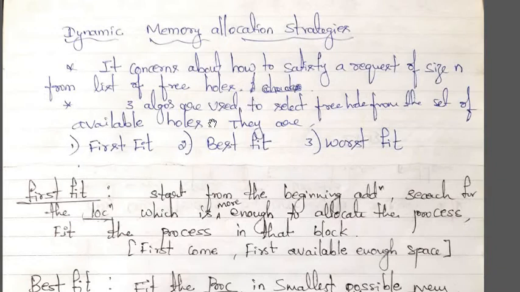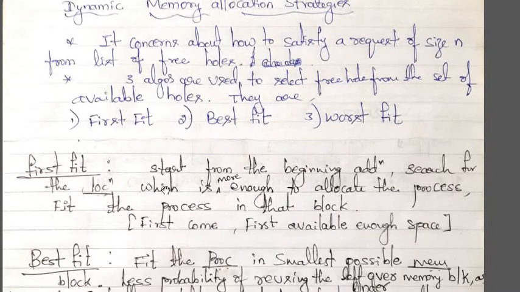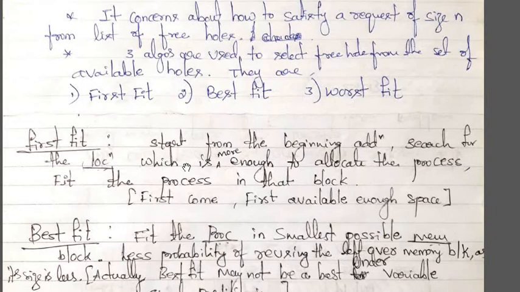Basically there are three algorithms that are used to select free holes from the set of available holes. They are the first fit algorithm, the next best fit, and the third is the worst fit algorithm. So these three are the memory allocation algorithms. What is the first fit algorithm? The first fit algorithm starts from the beginning address and searches for the location which is big enough to allocate the process, and fits the process in that block.